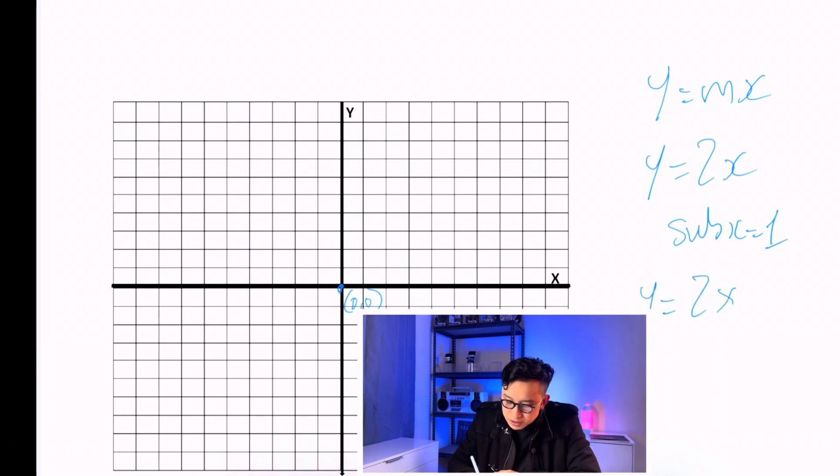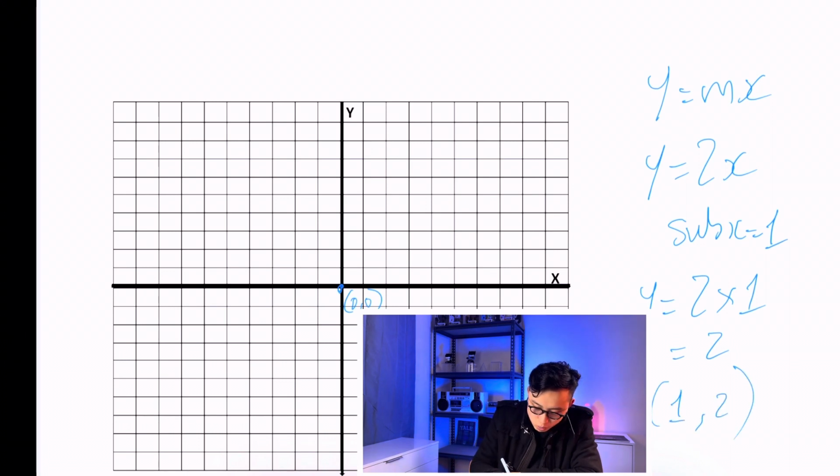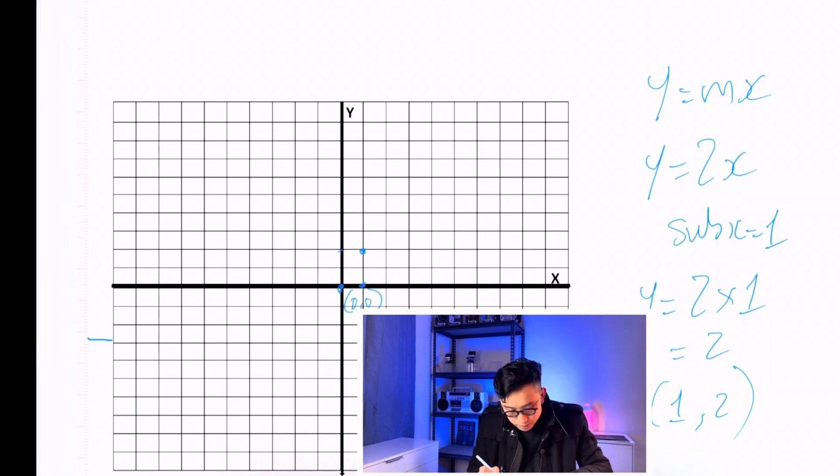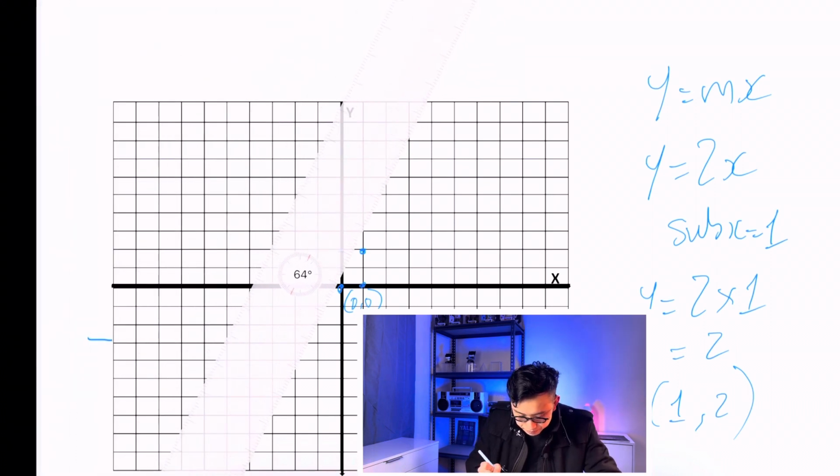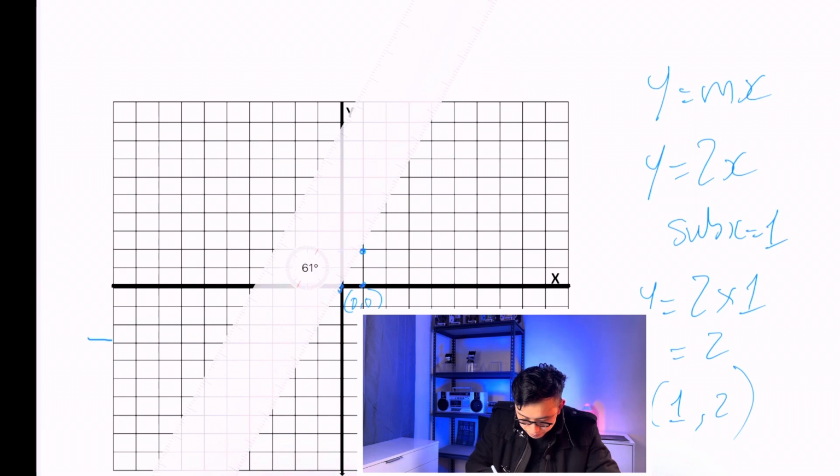If you're not going to choose a random number, you're going to make your life a lot easier. So if you sub in x equals 1, you actually get 2. So therefore, at 1, it equals 2. So you go to 1, which is here, and 2 is here. You put a point through there. You grab your ruler out, and there you go, guys. That's y equals 2x.